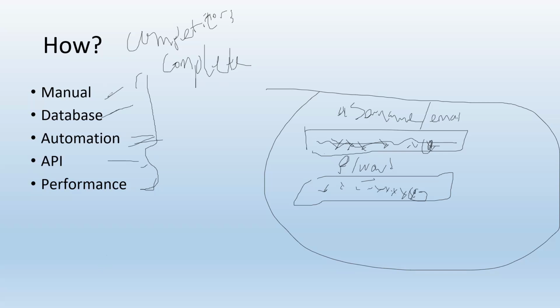All these things complete each other, they don't compete with each other. You need to understand manual testing, database testing, automation testing, API testing, performance testing. All these types of testing are as important as the other. You cannot choose one above the other.